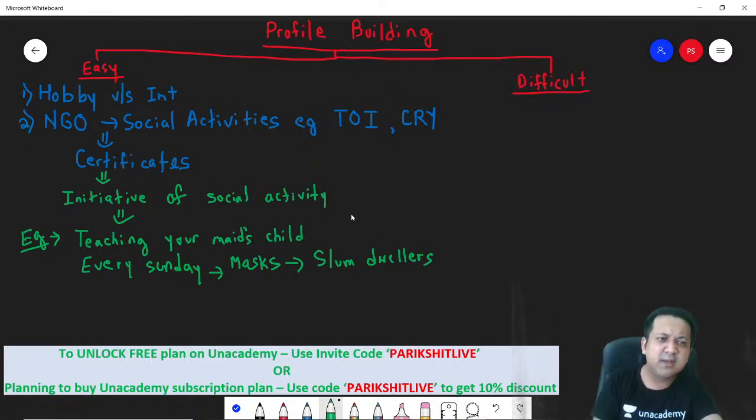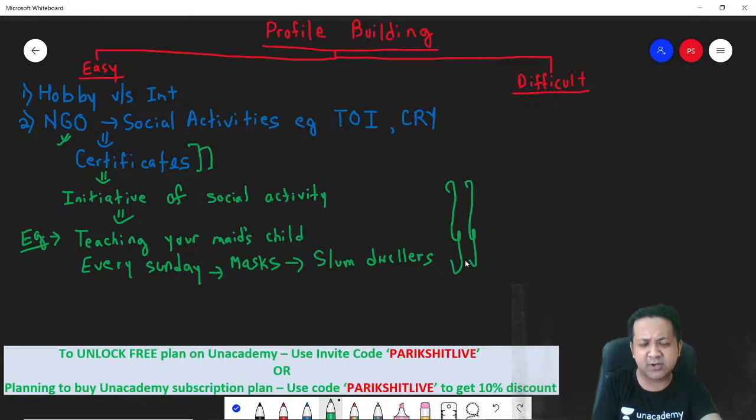So please make sure that the best is NGO with a certificate. This is the ideal scenario. If this is not possible, at least I think the bottom two are something that is possible, and you should get yourself involved in it. At least that will help you talk during an interview. That's point number two.